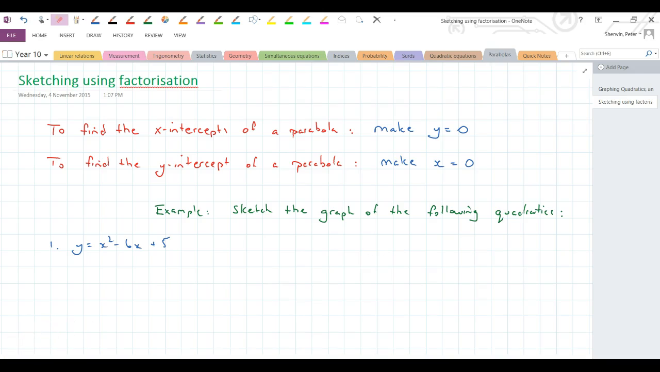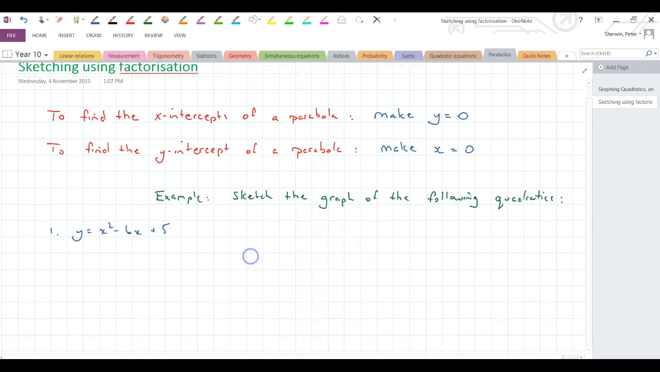Okay, so let's pick it up where we left off. What we're going to do is look at sketching this. So what we're going to do is find out what the x-intercepts are. Now, in order to find out what the x-intercepts of this parabola are, I'm going to make y equal to 0.